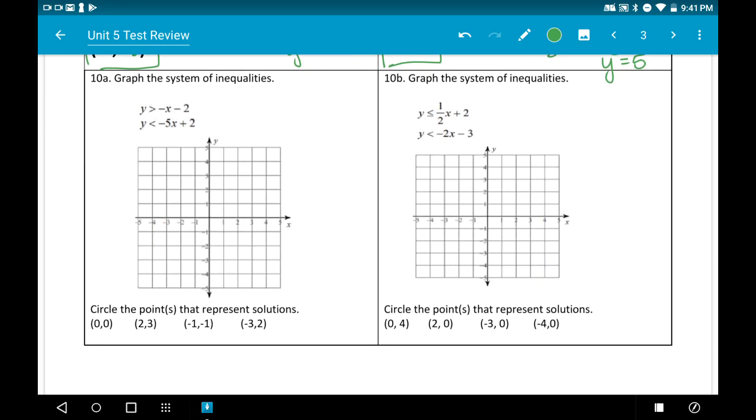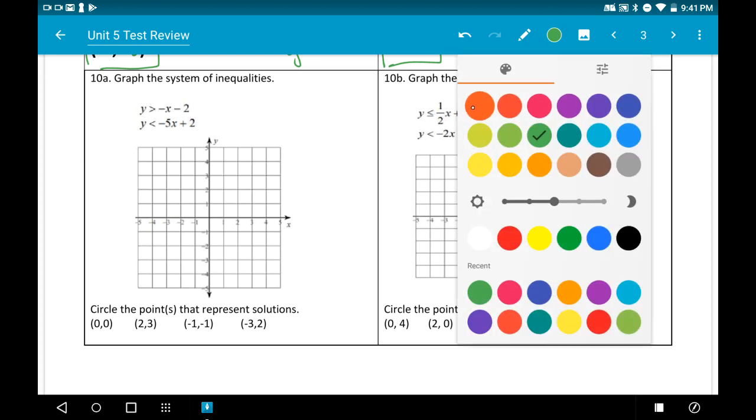Okay, 10. So 10a says graph the system of inequalities. So all we're going to do, we're going to take this one line at a time. I'm going to start with y is greater than negative x minus 2. So I'm going to do this one in this orange.